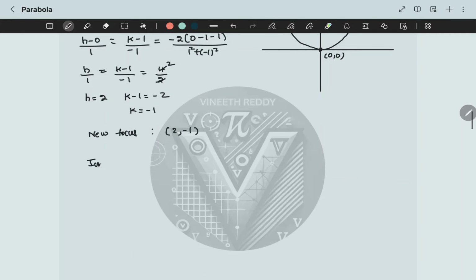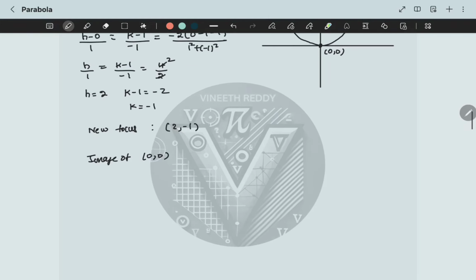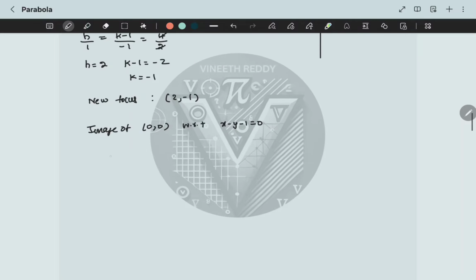Now we will find the image of the vertex (0, 0) with respect to the line x minus y minus 1 equals to 0. So what do we get? Once again we will use the same formula, where x1 is 0 and y1 is also 0, a is 1, b is minus 1, c is minus 1.